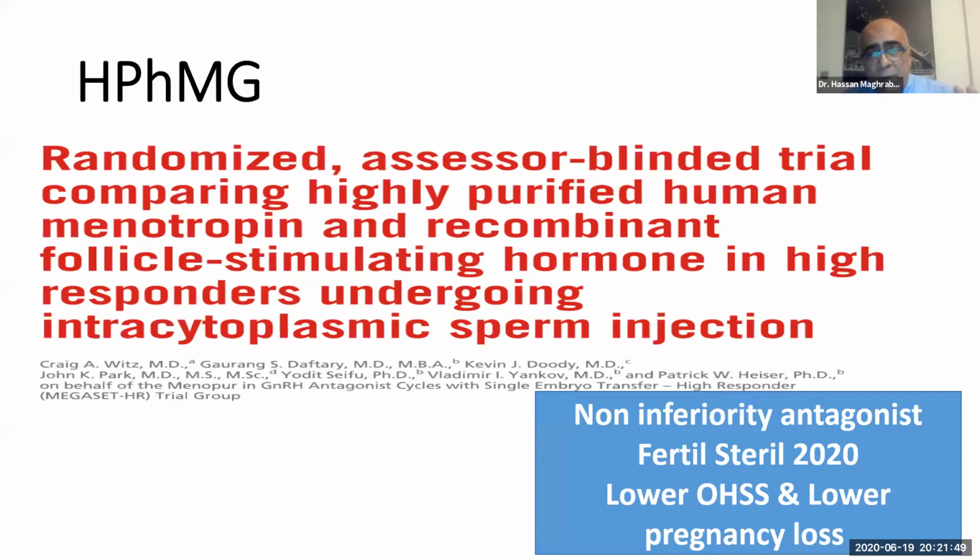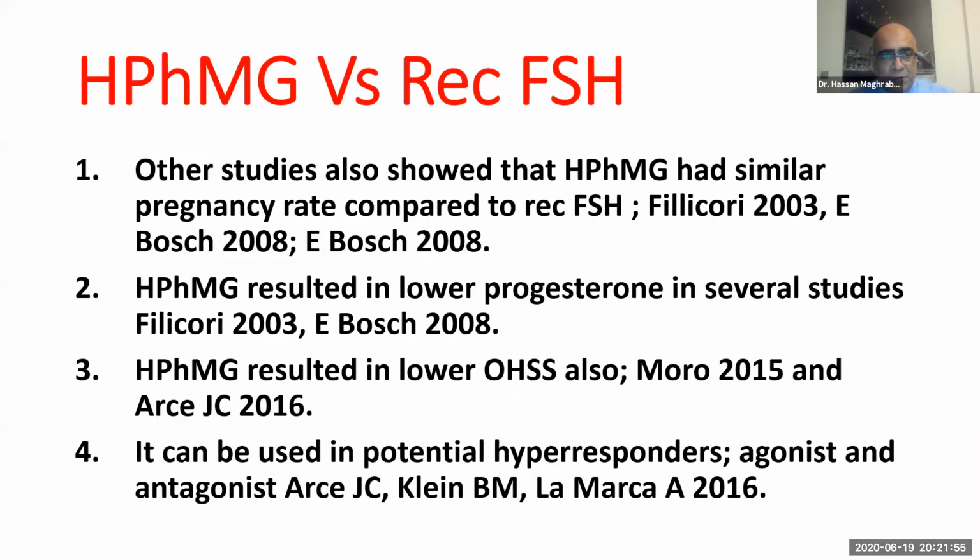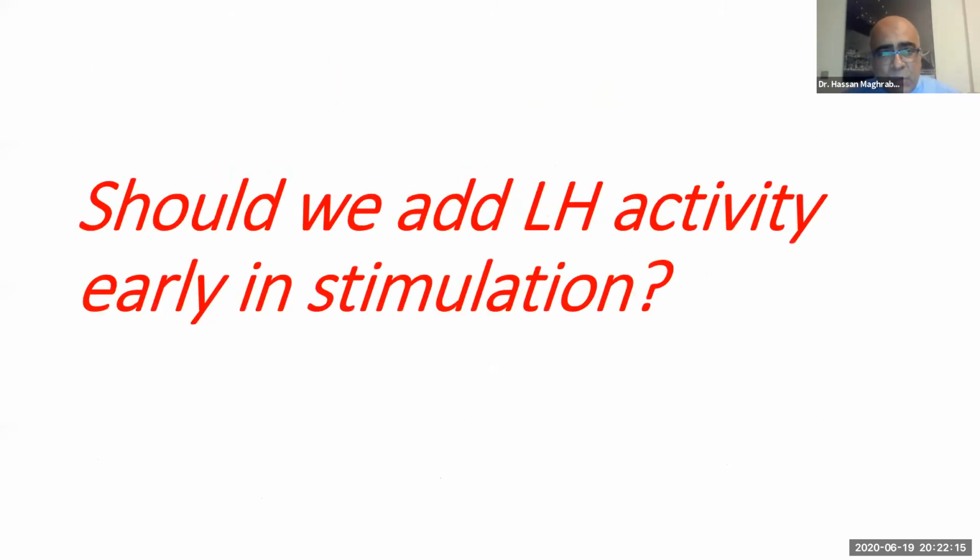So highly purified HMG possibly has lower OHSS and lower pregnancy loss. Other studies also showed that highly purified HMG had similar pregnancy rate compared to REC FSH, that it resulted in lower progesterone in several studies, and that it resulted in lower OHSS, and it can be used in potential hyper responders, both in agonist and antagonist.